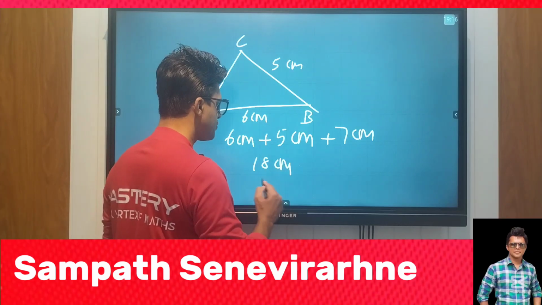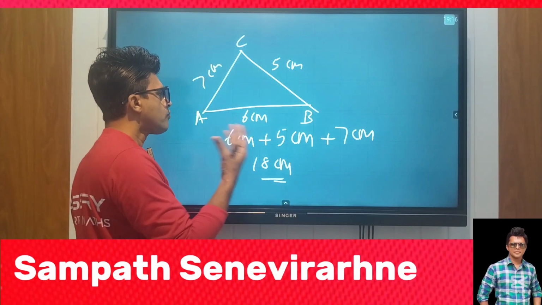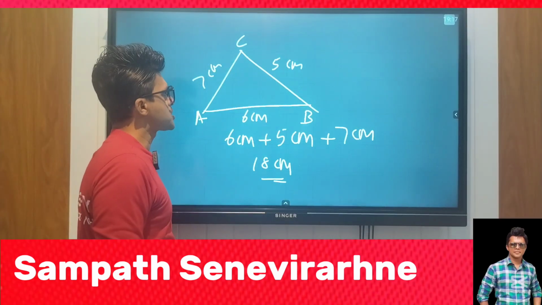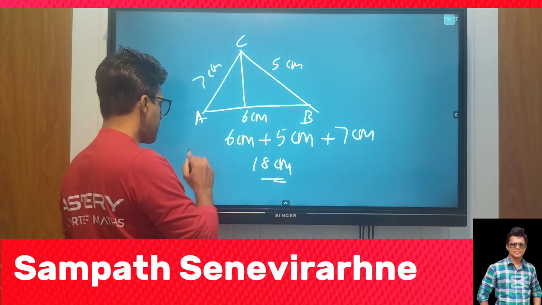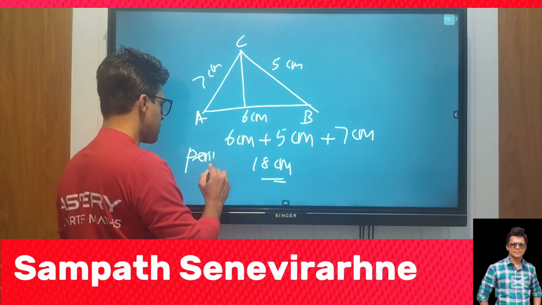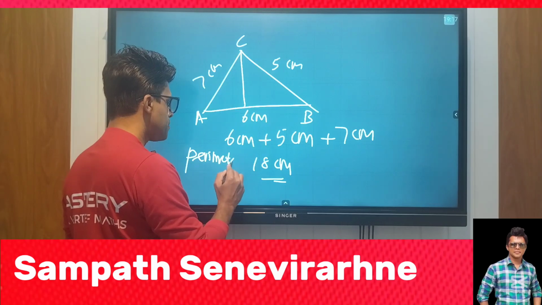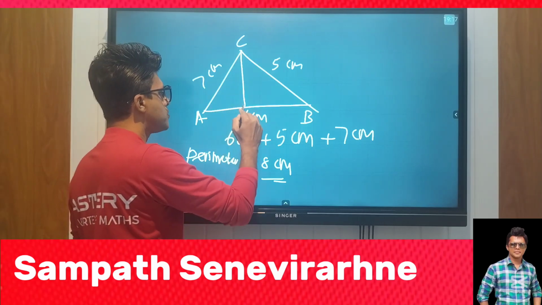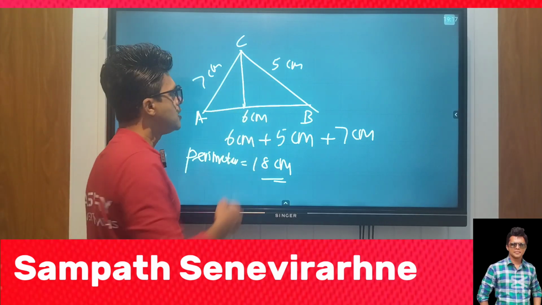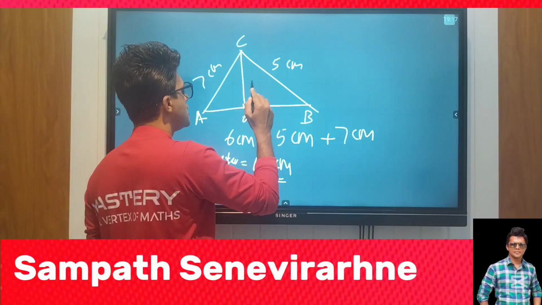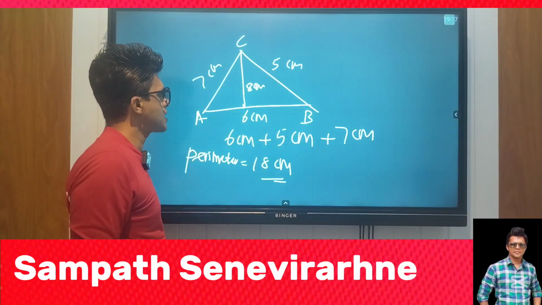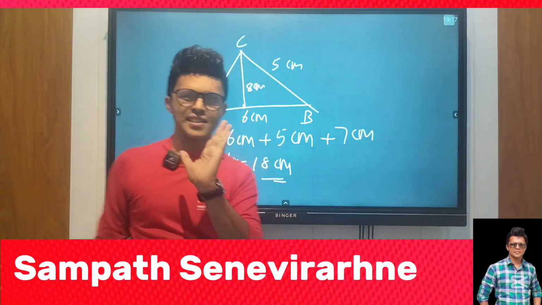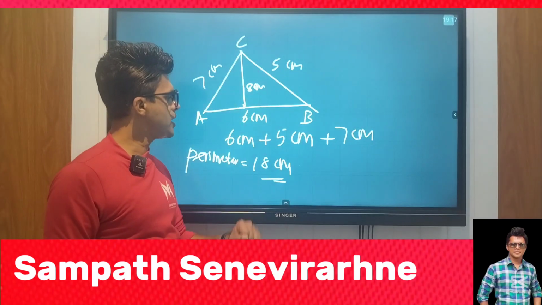The perimeter of this plane figure, or of this triangle, is 18 cm. You could name this one as perimeter. Now just assume that from here to here it has been given that this height is 8 cm. Let's assume that. So from here to here 8.